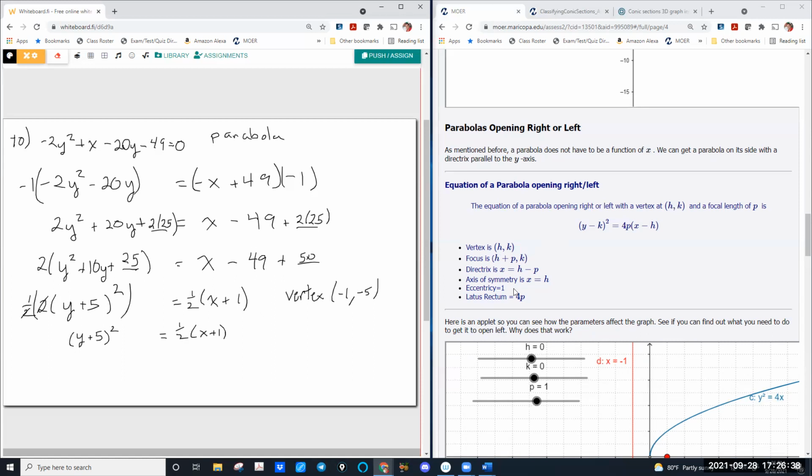All right. Now, in order to find the focus, we need this p. Where does it come from? Well, 4p is equal to this number that sits out here. So we say, okay, 4p equals 1/2. Divide both sides by 4. And what does that give us? That p equals 1/8. All right. So this will allow us to find the focus.